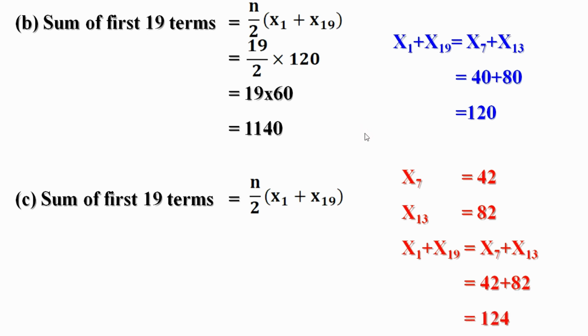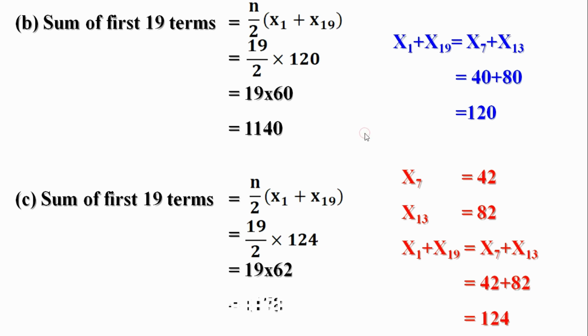So we can write sum of first 19 terms as 19 by 2 into 124. 62 2s are 124, so we can write it as 19 into 62, and that is equal to 1178.